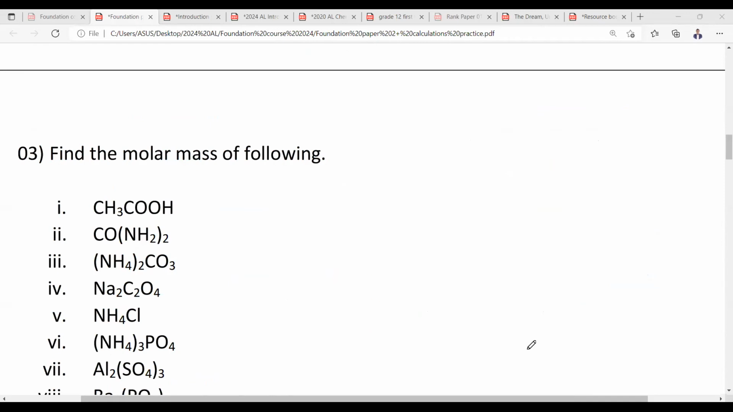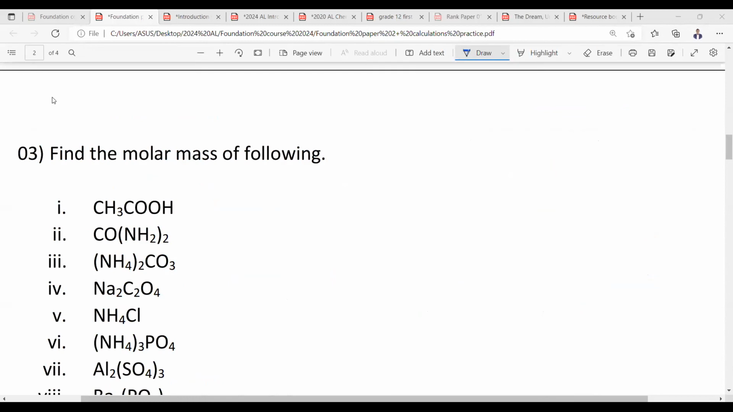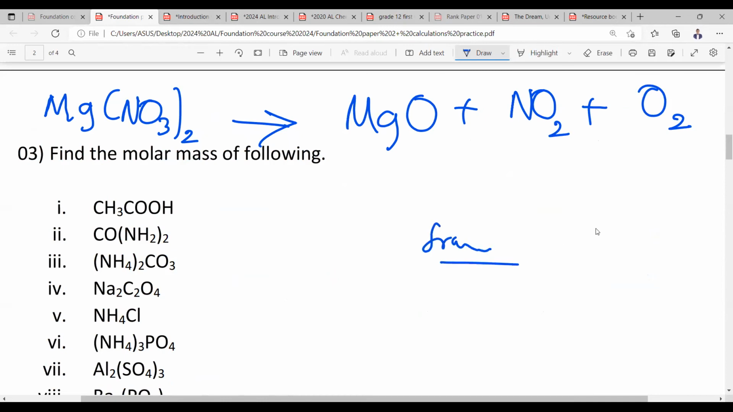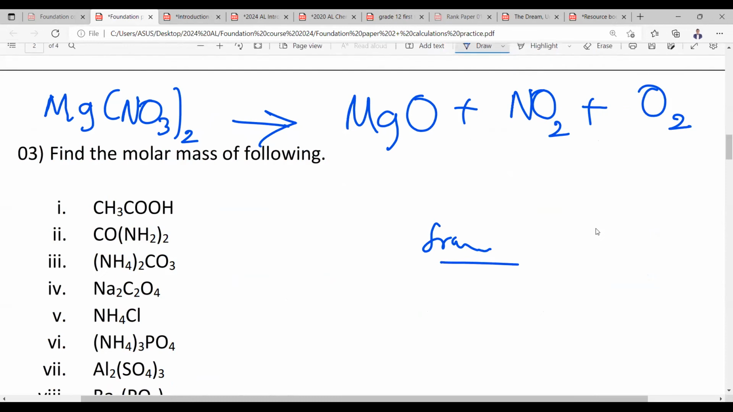Okay, so please write this equation. Magnesium nitrate, Mg(NO3)2, will dissociate to give magnesium oxide, MgO, NO2 and O2. I have to balance this equation using the inspection method. It is better to use fractions knowledge, I mean, fractional simplifications are required.